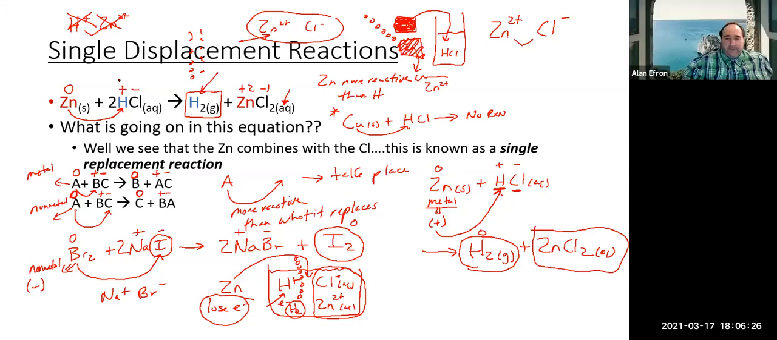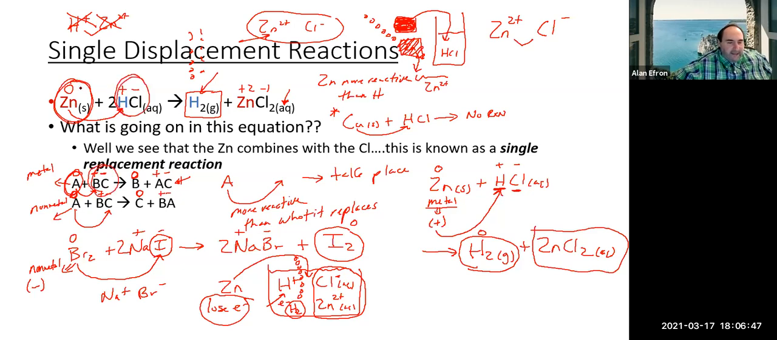Okay, so that's a single replacement reaction. And again, a lot of these will really match up to their general formulas. If you look at this, we have A, which is just something by itself. That's like zinc. We have an ionic compound, and this is a positive and negative guy.